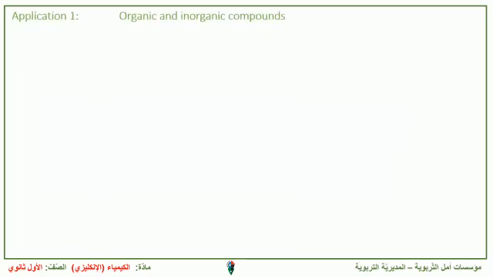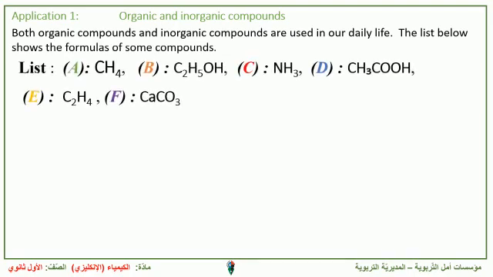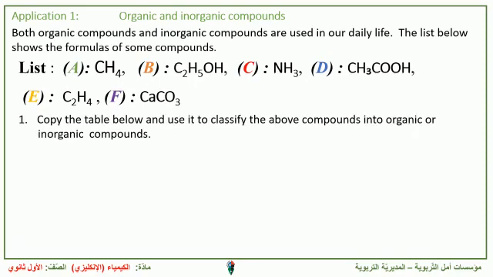Application 1. Organic and inorganic compounds. Both organic compounds and inorganic compounds are used in our daily life. The list below shows the formulas of some compounds. This is the list from A to F. 1. Copy the table below and use it to classify the above compounds into organic or inorganic compounds.